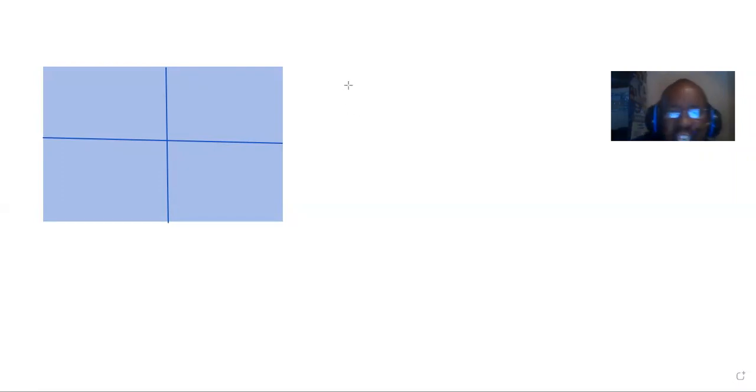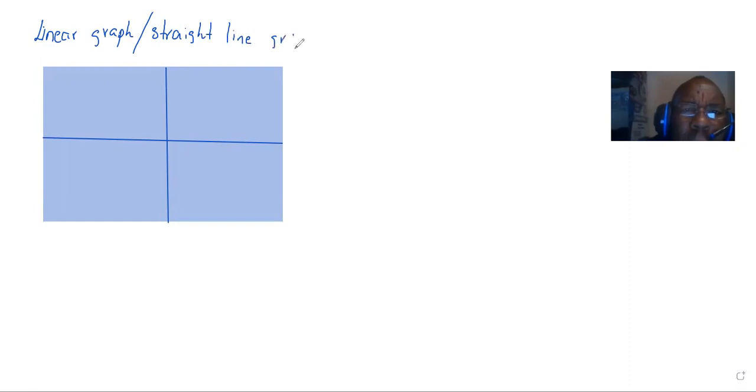We are going to have a look at the linear function. The word linear comes from the word line, or affectionately known as straight line graph by most of the people, or the linear function, or the linear graph, or straight line graph.